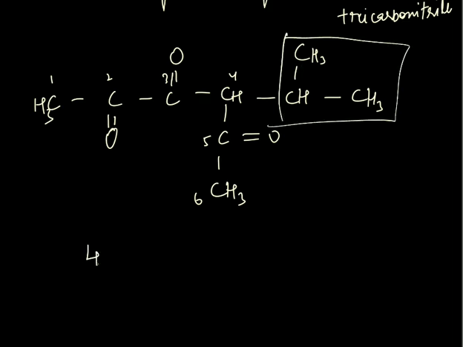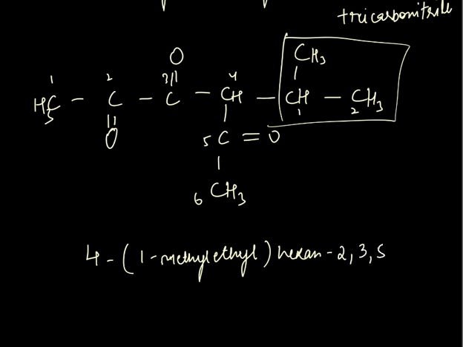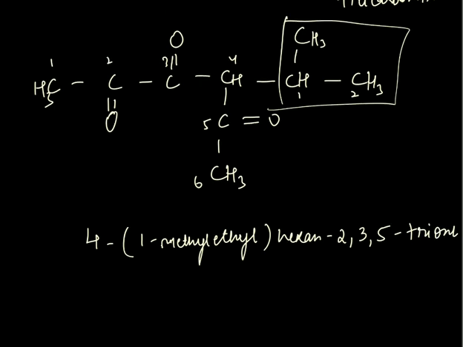So we will start from this alkyl group. We just have 1, 4, bracket open. So it will be 1 and 2. So 1 methyl, ethyl. This I've covered in the previous videos also. Hexane. 6 carbons are there. 2, comma 3, comma 5, trione.